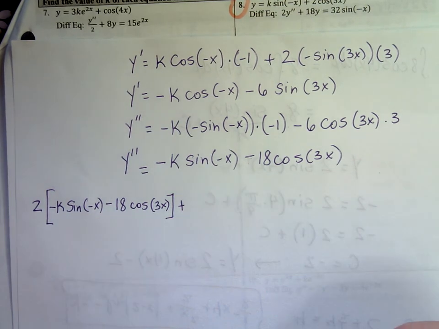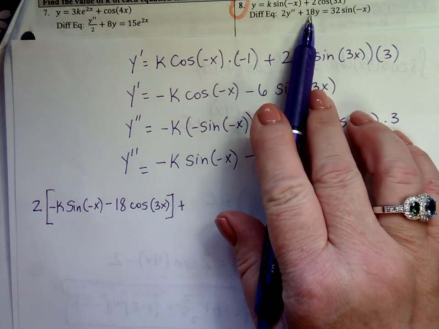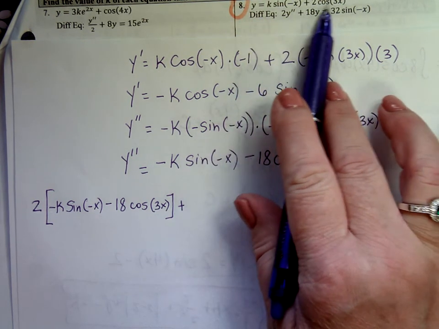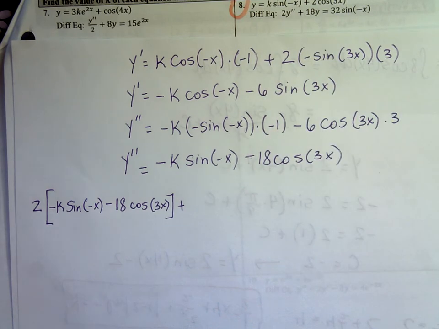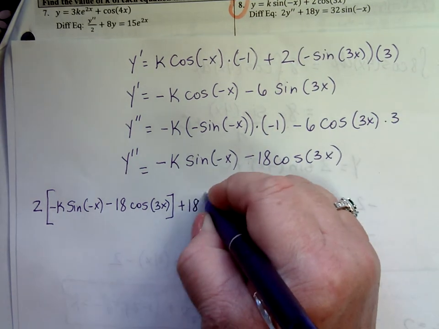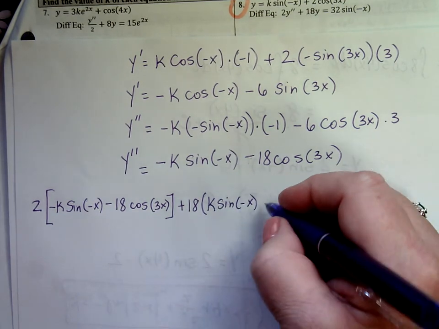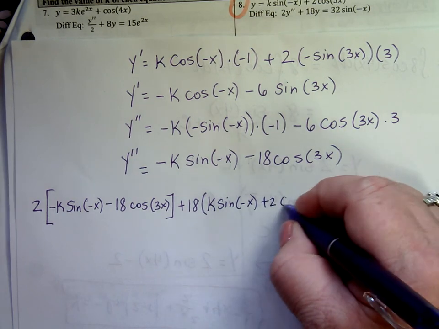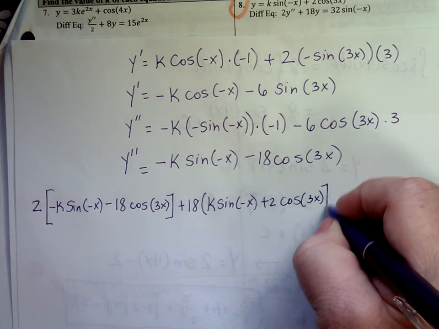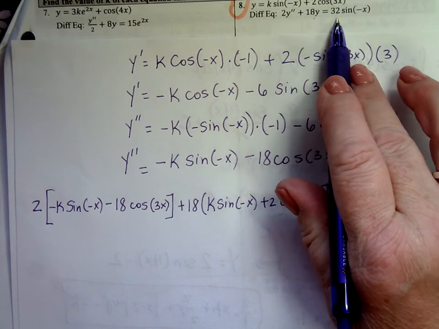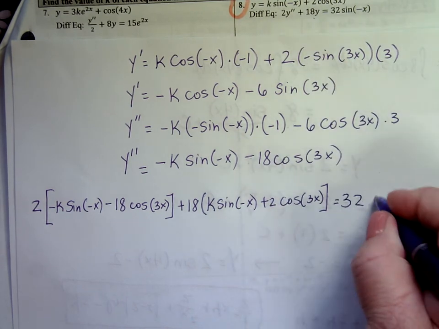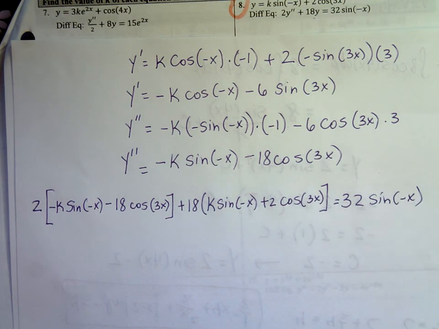Well, here's 18, and here's what y actually is. It's the original equation. So it's going to be 18 times my y of k sine of negative x plus 2 cosine of 3x. That takes care of this, equals 32 sine of negative x. Now all of this is going to help us find k, believe it or not, in the midst of this craziness. So we're going to distribute the 2 and the 18 and see where that lands us.